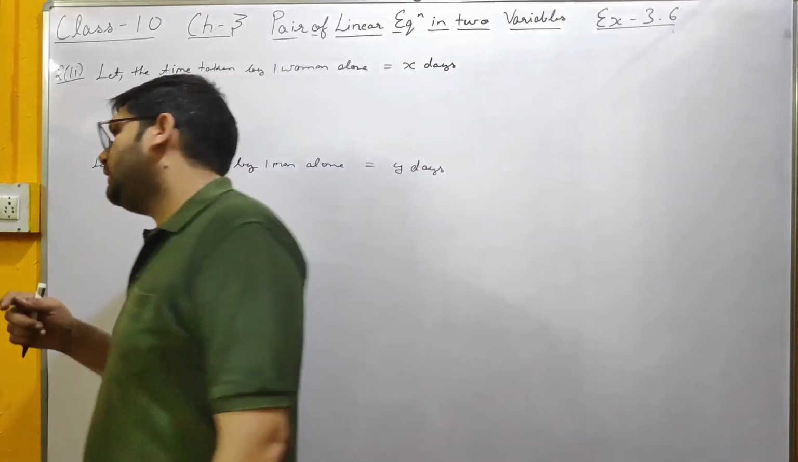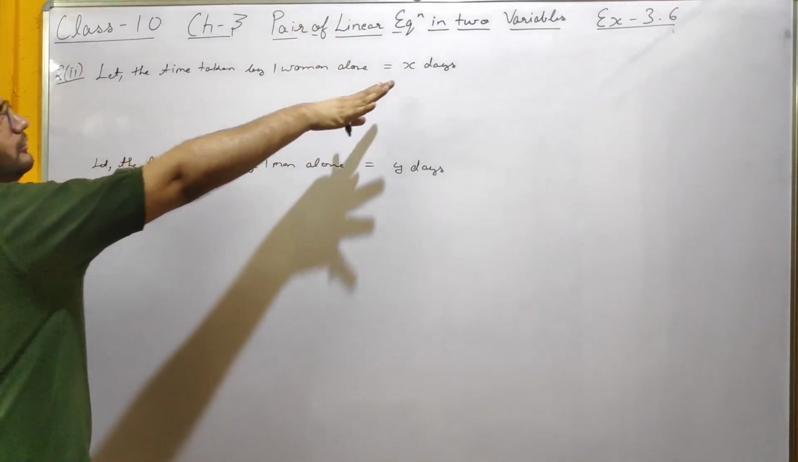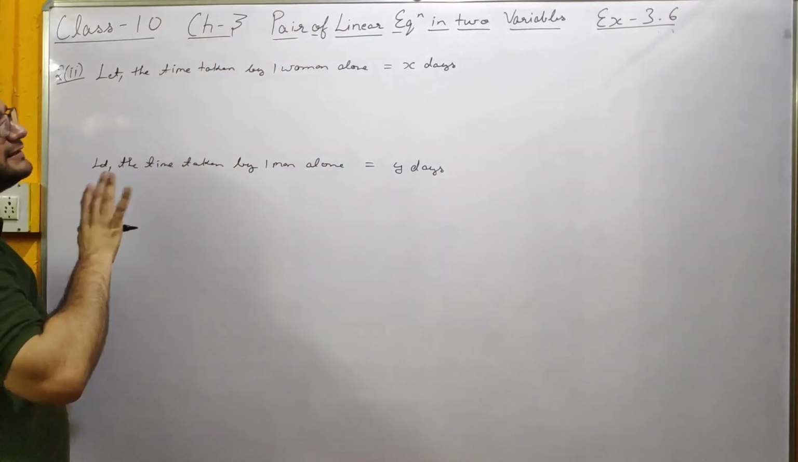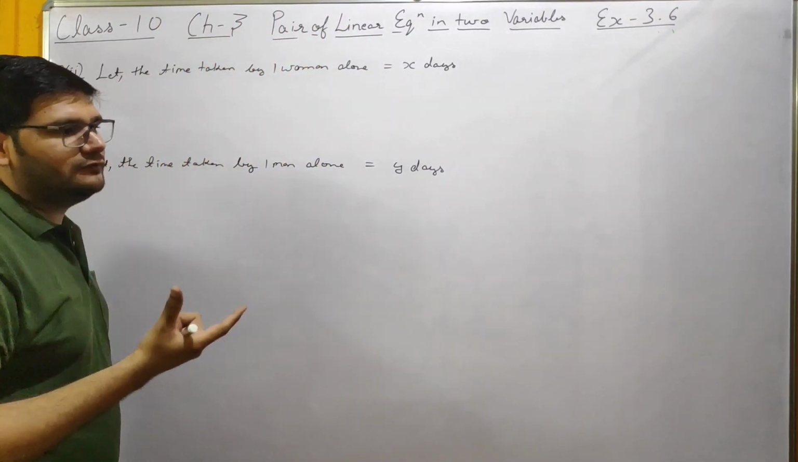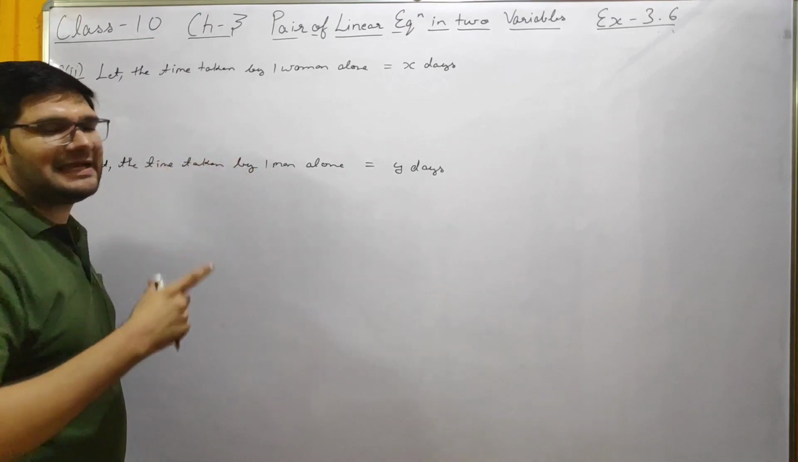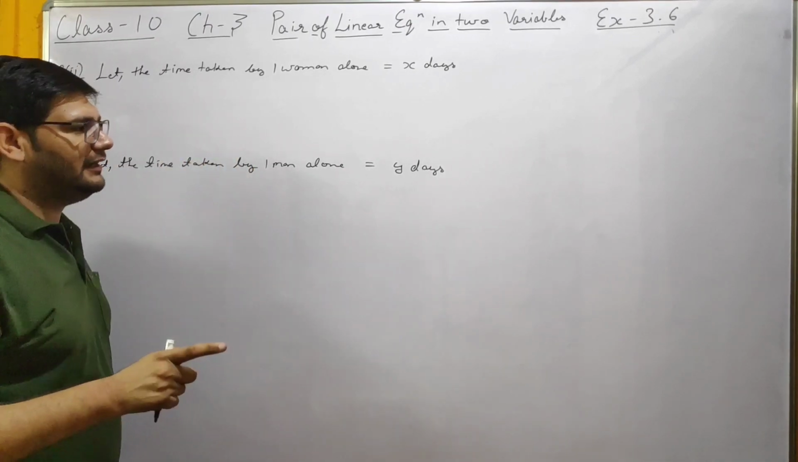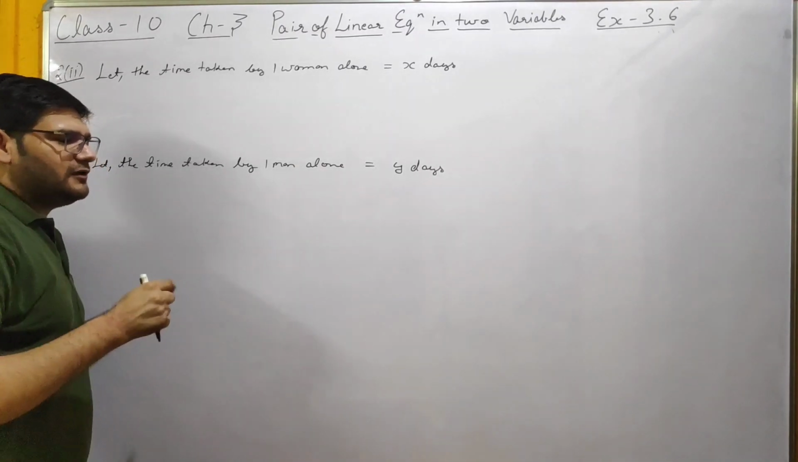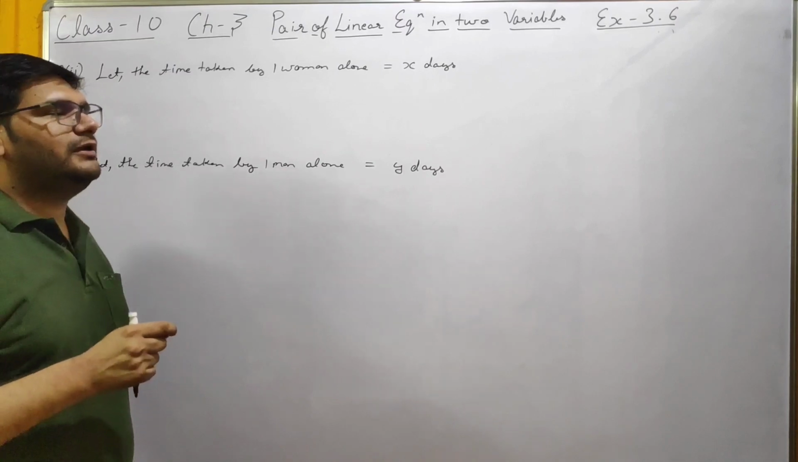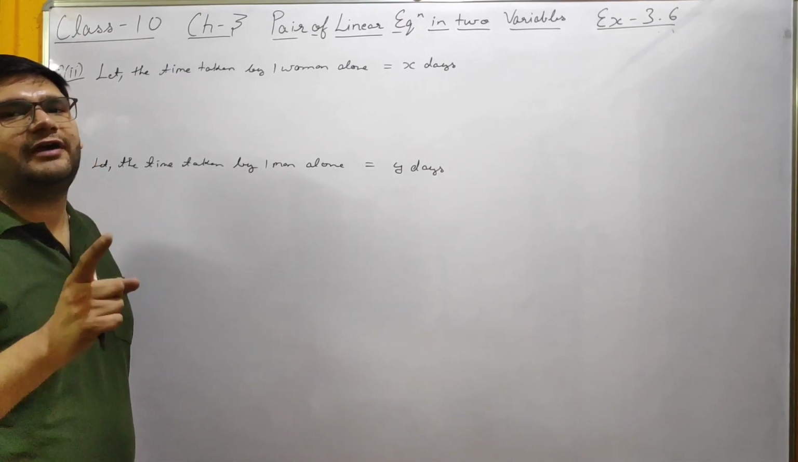So what we will do, let the time taken by one woman alone be X days. It means if only one woman does the same work, she'll take X days. And similarly, the time taken by one man in finishing the work, let it be Y days. Children, whenever you are doing such questions, always try to find out one day's work.